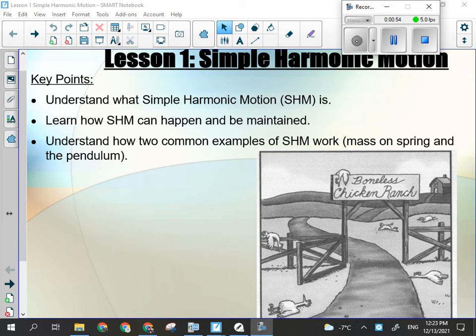Okay, so I have a pendulum, and it just swings back and forth. Back and forth, back and forth.